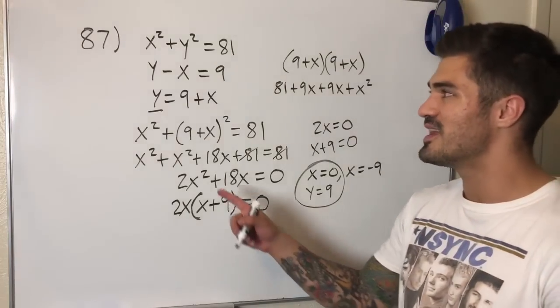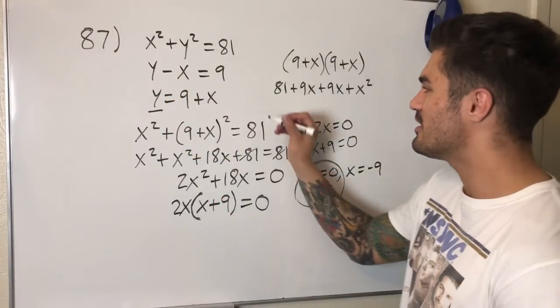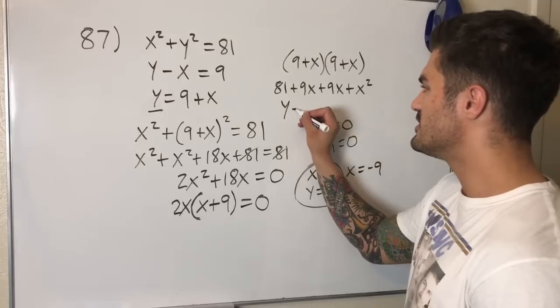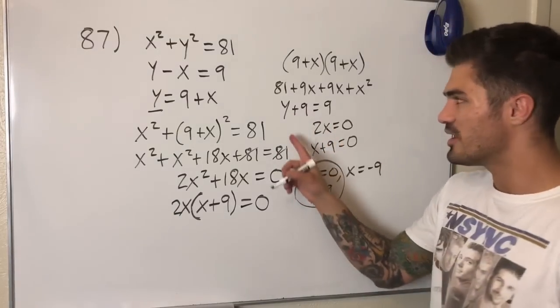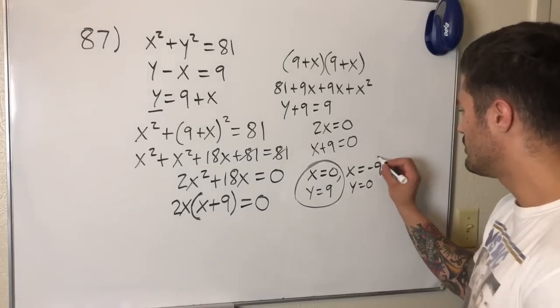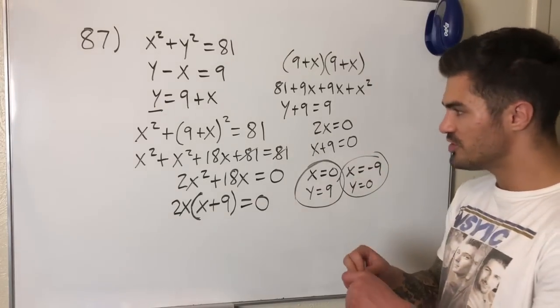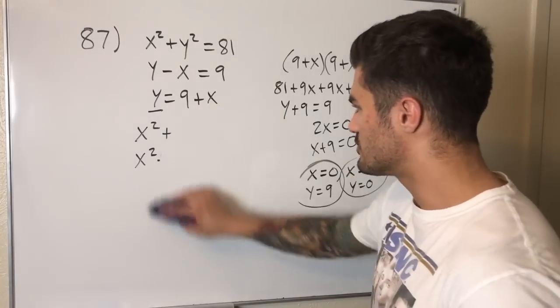What about when x is negative 9? I have y minus negative 9. I may need to write that out. That might be less easy to see. So that becomes y plus 9 equals 9. Okay, that means y is 0 here. Y is 0. So my solution, you list it as coordinate pairs, and I actually want to draw this so everyone can see why we have two solutions.